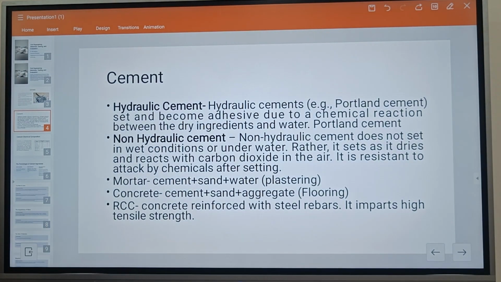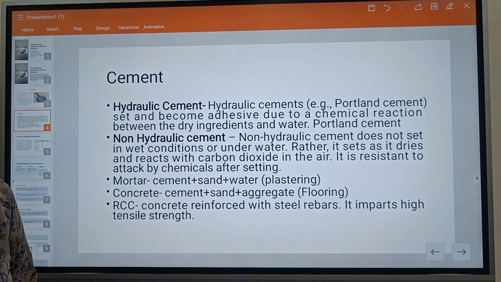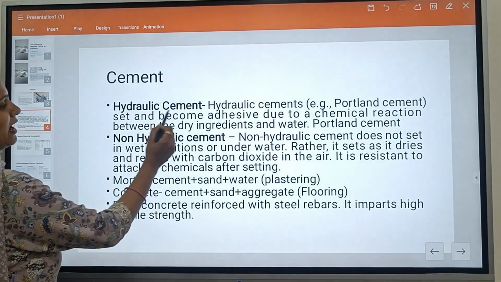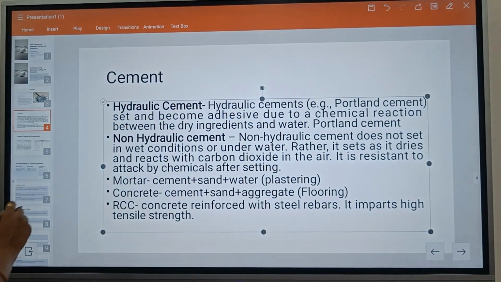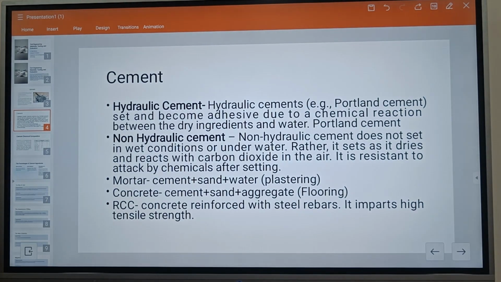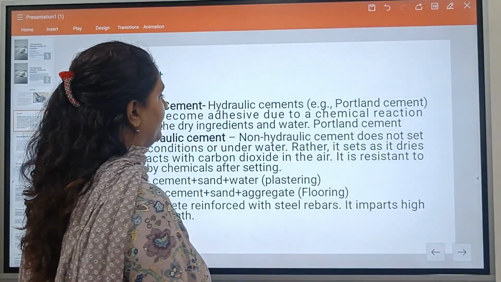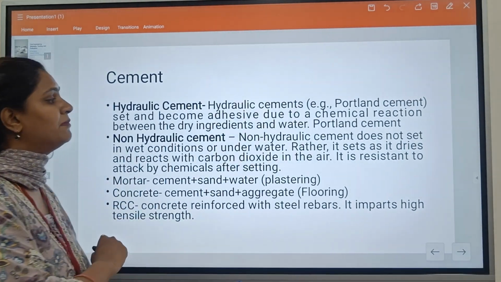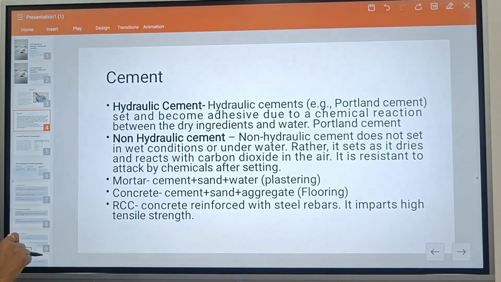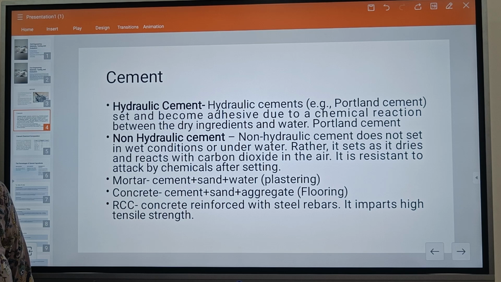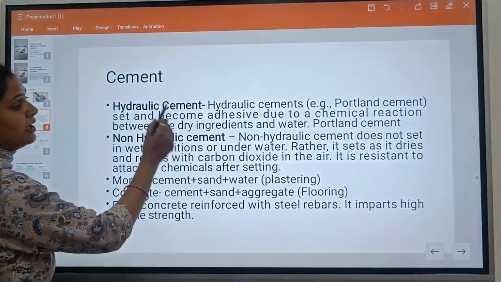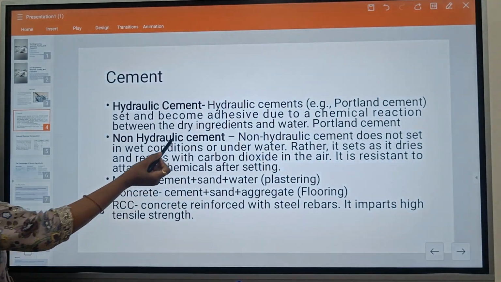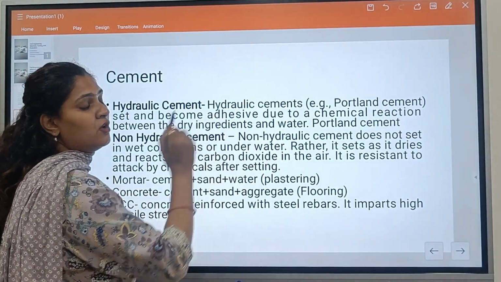When we talk about cement, it can be broadly classified into two types. The first one is hydraulic cement and the other is non-hydraulic cement. Hydraulic cement sets and becomes adhesive due to the chemical reaction between the dry ingredients and water. It means that when we use hydraulic cement, the reaction takes place between the dry ingredients and water.